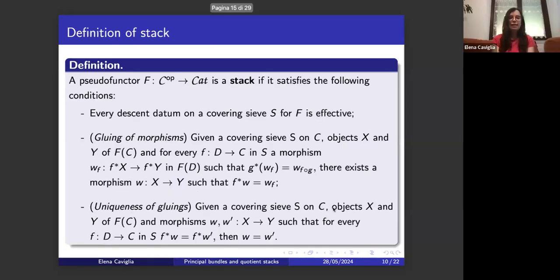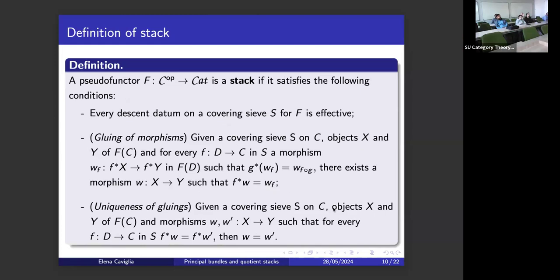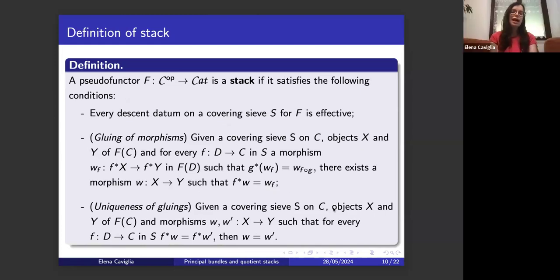So we say that a pseudo-functor is a stack if every descent datum on a covering sieve for it is effective. So we have this gluing condition on objects that is true only up to isomorphism, as we saw in the definition of effectiveness. And then we have that F needs to be a sheaf on morphisms. So it has to glue morphisms on the nose.